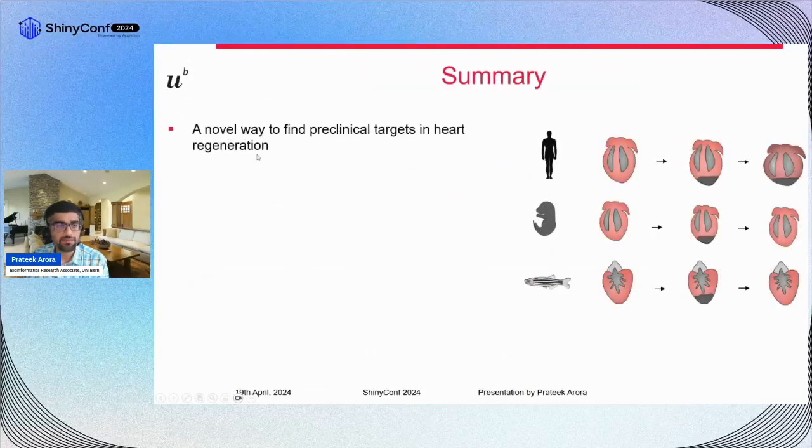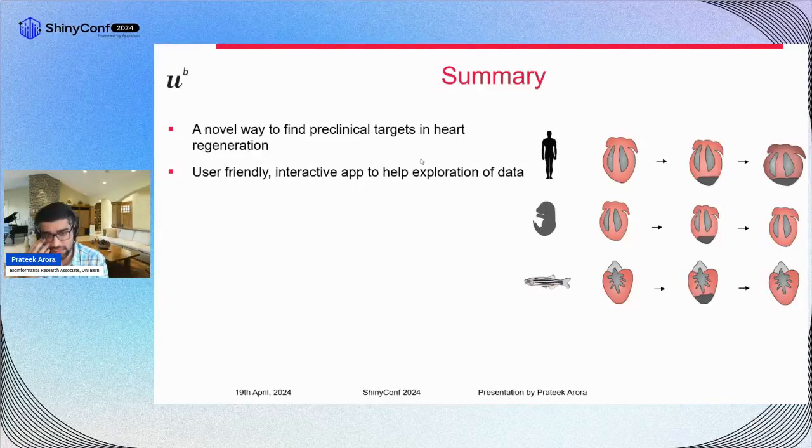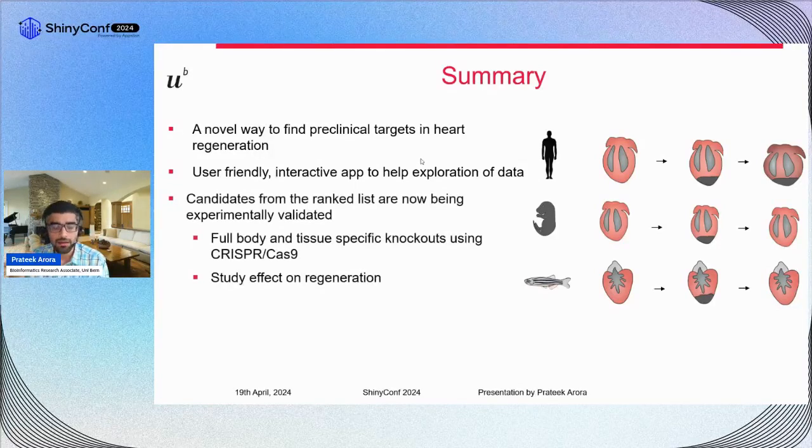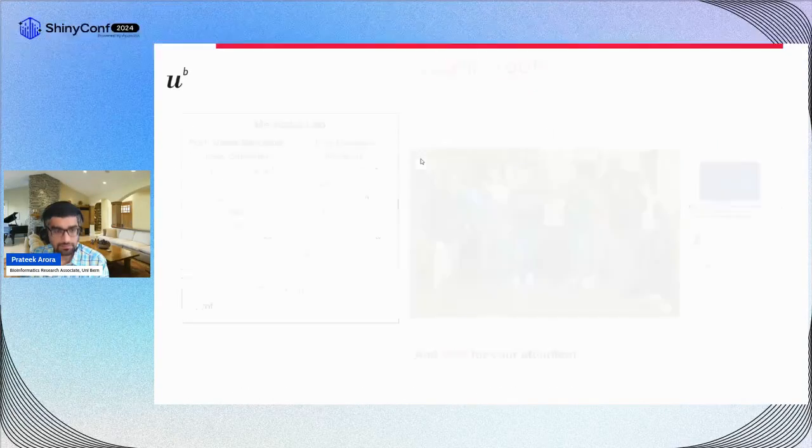So to summarize, we found a novel way to find preclinical targets in heart regeneration, and we also present this data with a user-friendly interactive app to help the exploration of the data. The candidates from all these ranked lists are now being experimentally validated. We are using full body and tissue-specific knockouts using CRISPR-Cas9, and we are studying the effect on regeneration, and we have all of this with the manuscript in preparation.